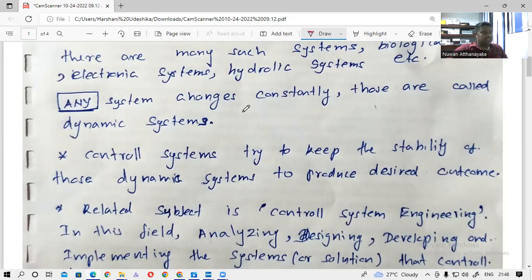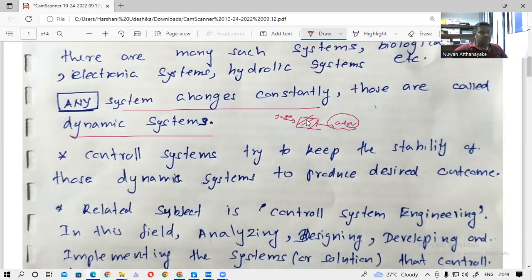Systems are actually changing rapidly. If a system changes constantly, we call it a dynamic system. So dynamic systems are changing. System changing means the desired output or desired task will also change. That means it will not do the specific work, or it will not give the desired output. Say this is the system, and you are giving some input, and you have the output, and if this system is changed, the output also should be changed.